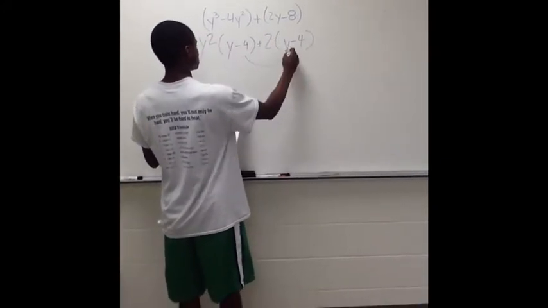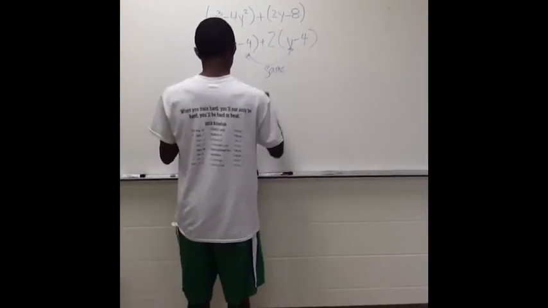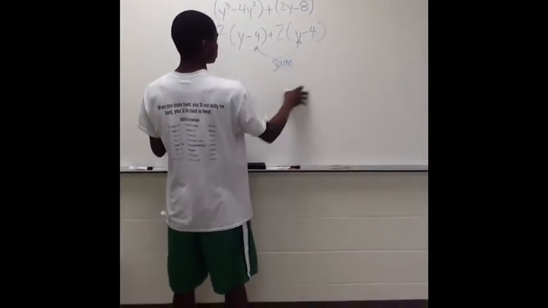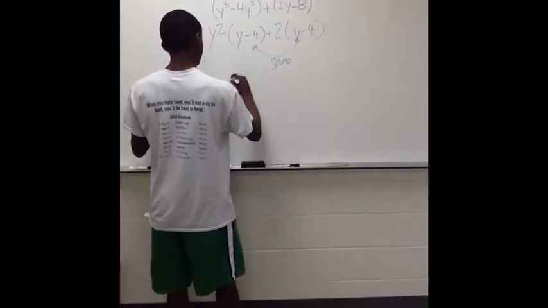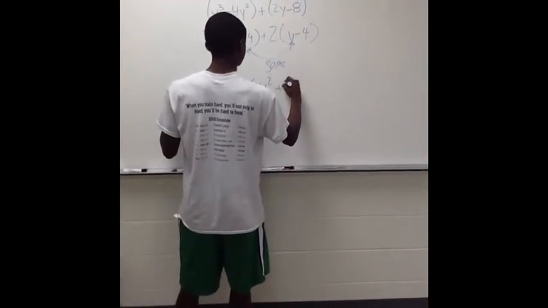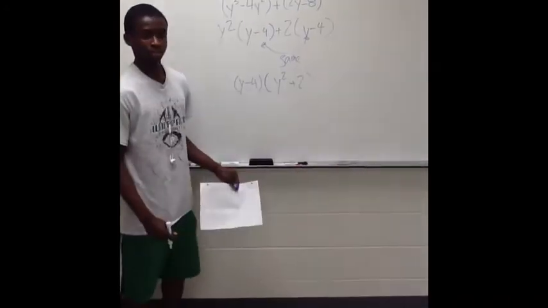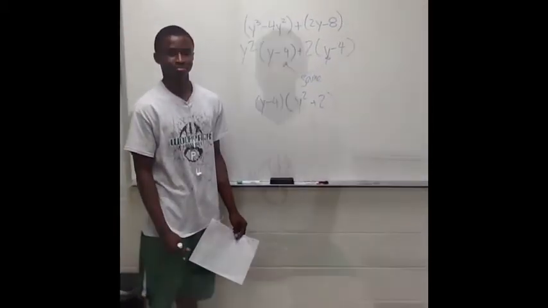Since these 2 terms are the same, we then rewrite the problem, and we get y minus 4 in parentheses times y squared plus 2. Now if you were to check this answer, you could just FOIL and get the answer back again. Back to Rachel Zuter, who will teach us about the difference of squares.